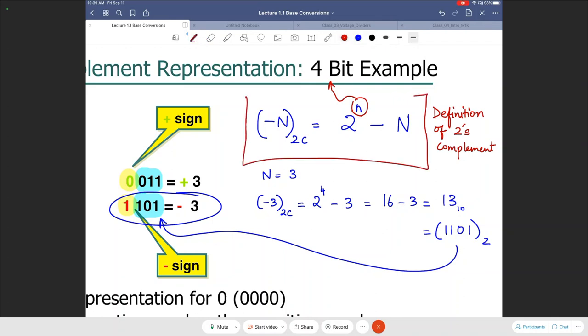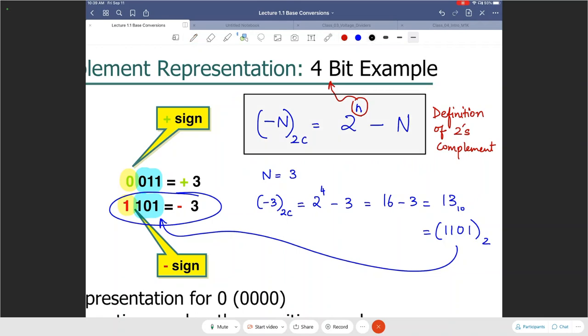Do we always have to use this? Actually, no. We are going to simplify this definition. We are going to make it a lot easier to use this definition.